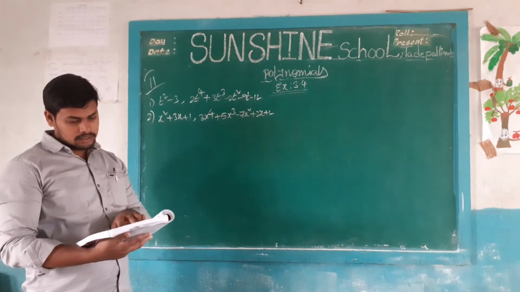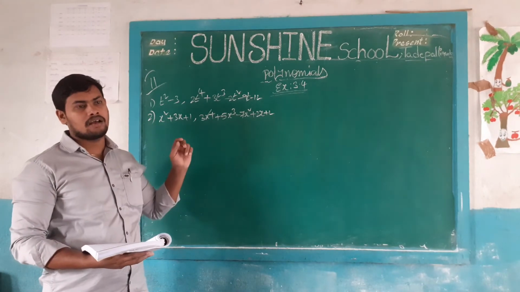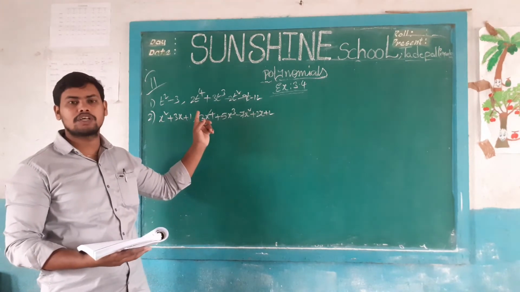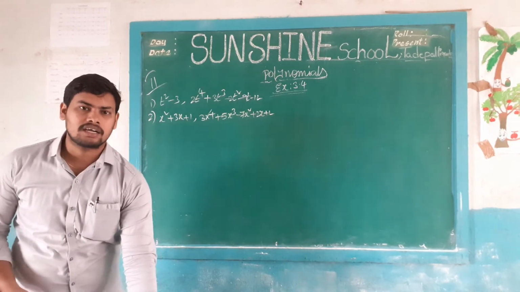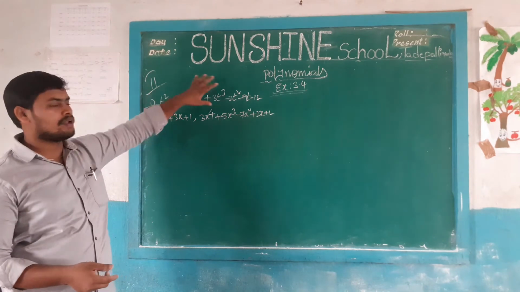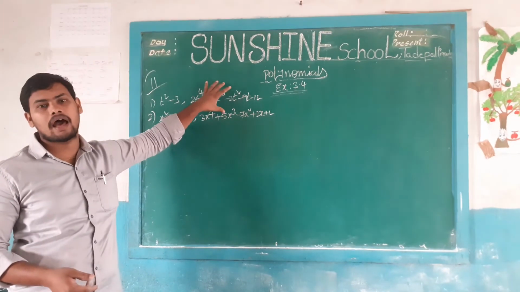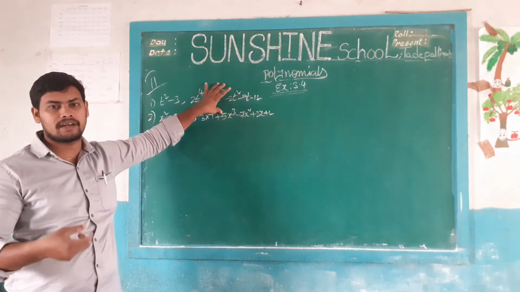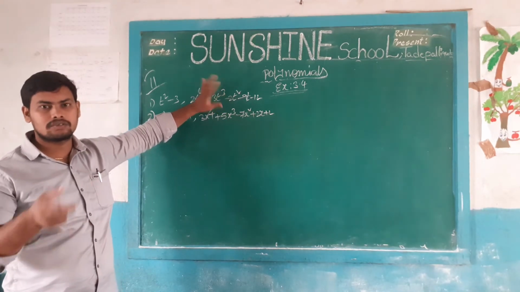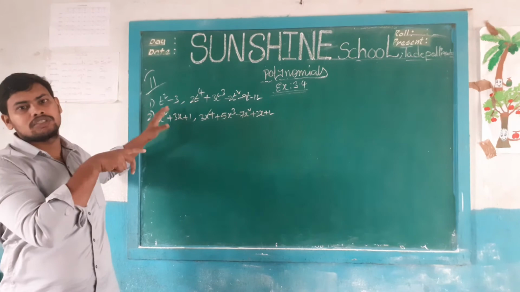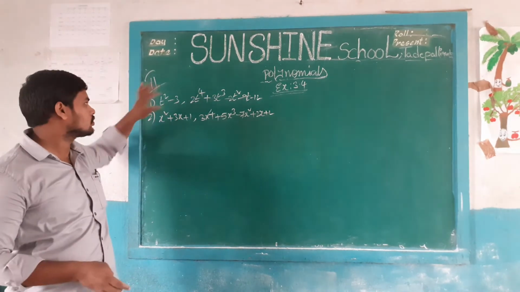Next. Check in which case the first polynomial is a factor of the second polynomial. What is meant by factor? When we divide this polynomial with this polynomial, the r of x must be equal to 0. Nothing but the remainder must be equal to 0. So whenever the remainder is 0, g of x is a factor of the p of x.